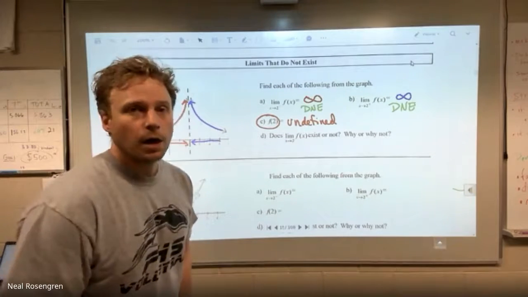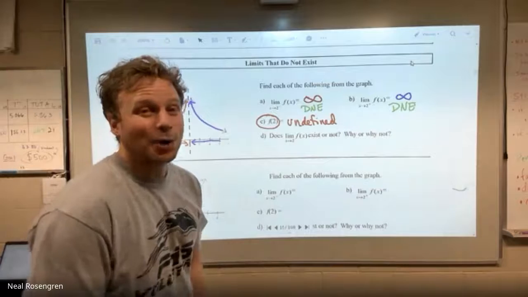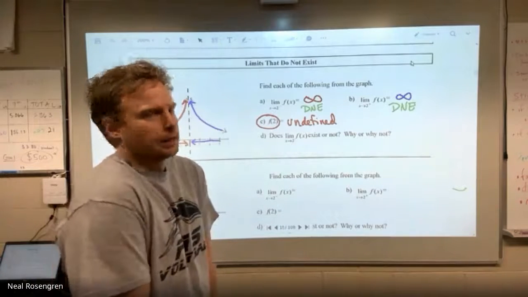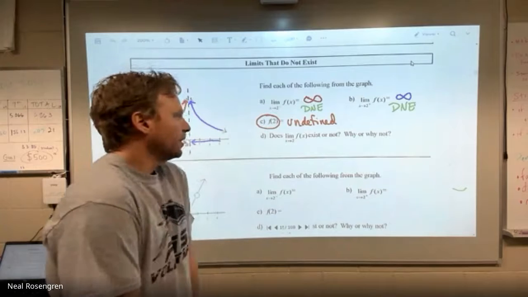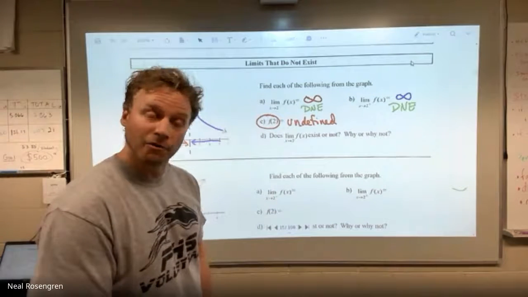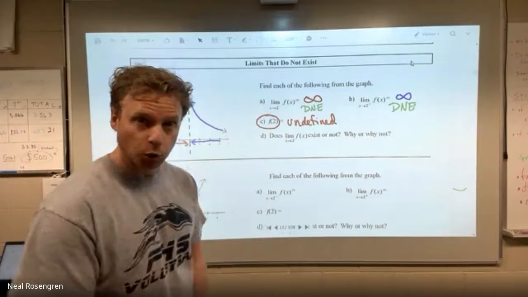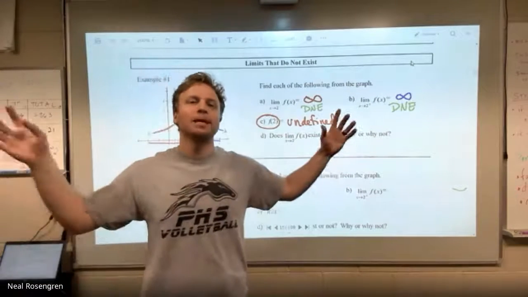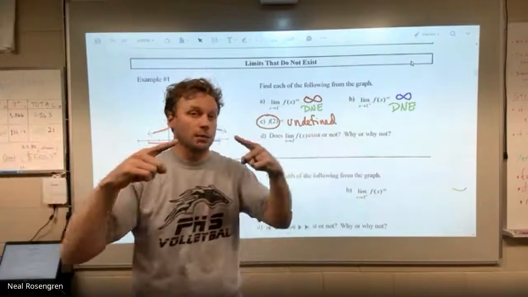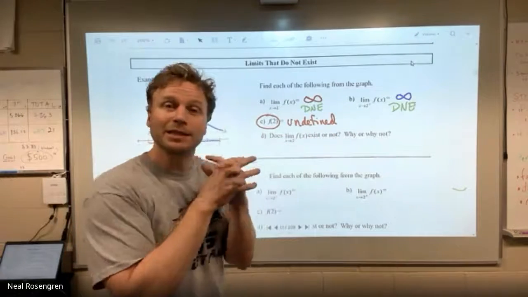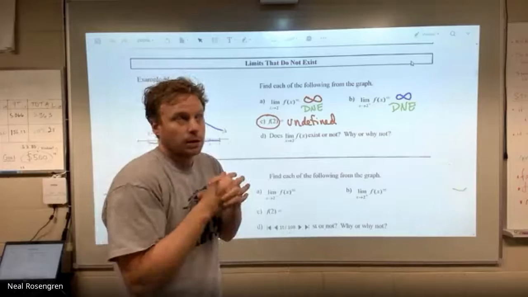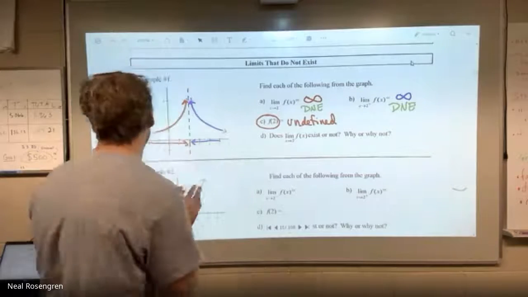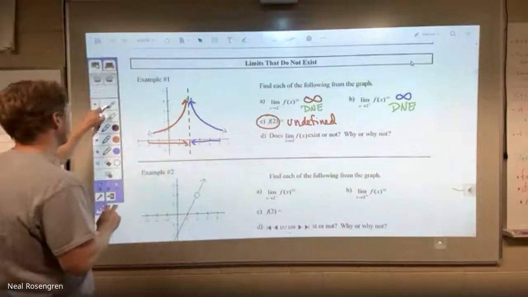Okay, and now I want to open this up to you, now that we've talked through those first three. What do you think about D? Do you think that the limit of f of x as x approaches 2, and you see there's no little minus, there's no little plus, that means from both sides, does that limit exist or not, and why? I'd love to hear from you guys. Do you have any thoughts as to whether or not that limit exists?